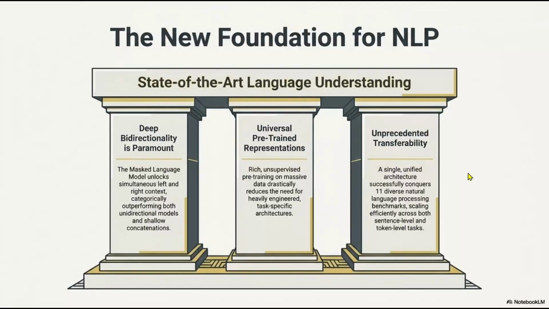In conclusion, BERT has established a new foundation for NLP based on three pillars: paramount bidirectionality, universal pre-trained representations, and unprecedented transferability. By allowing low-resource tasks to benefit from massive pre-training, BERT has successfully conquered a broad set of language understanding benchmarks.